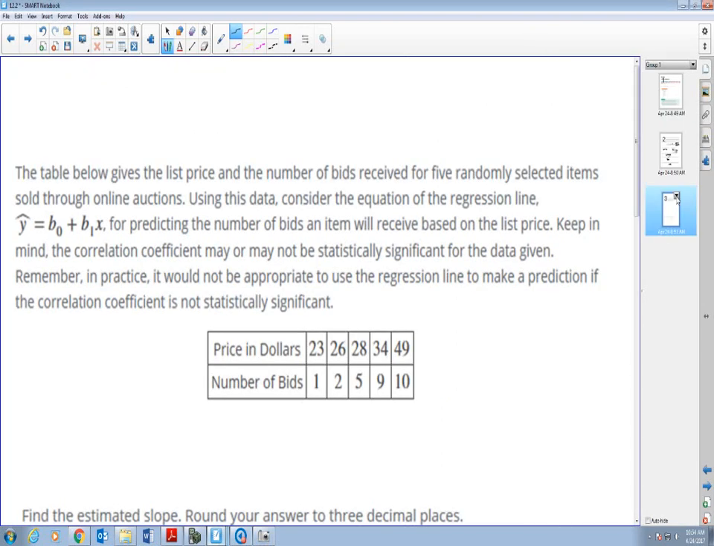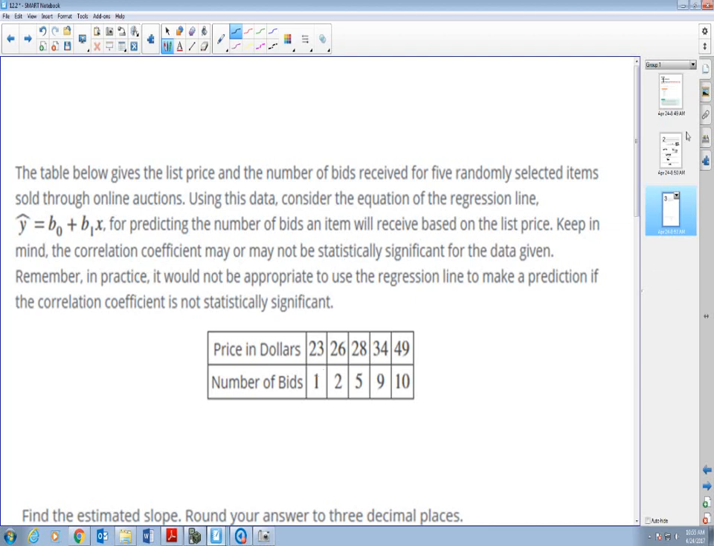Alright, let's try another one. The table below gives the list price and the number of bids received for 5 randomly selected items sold through online auctions. Okay, so we're going to come up with this regression line to predict the number of bids.